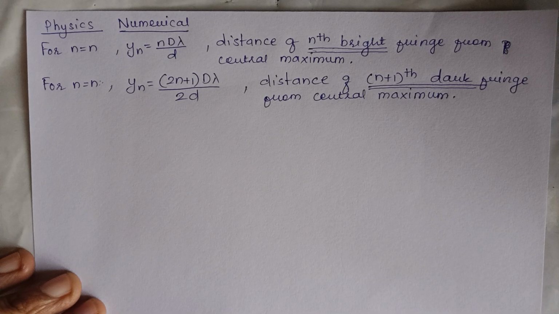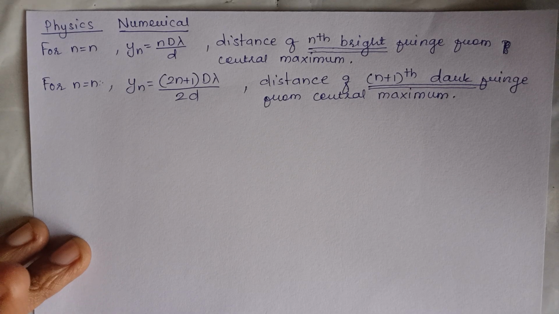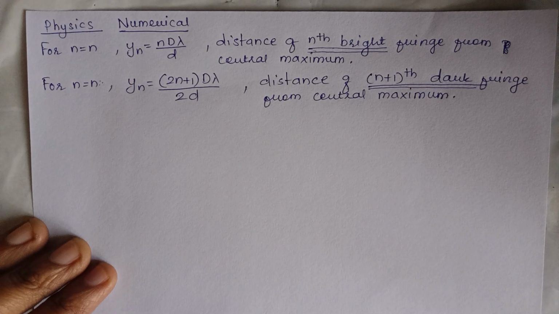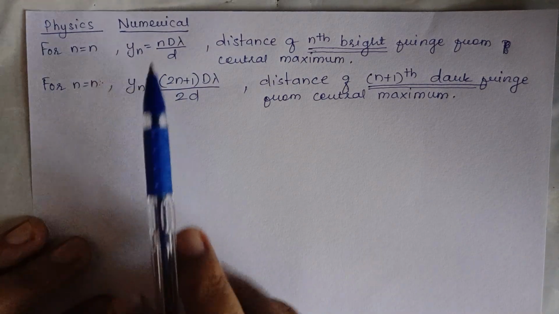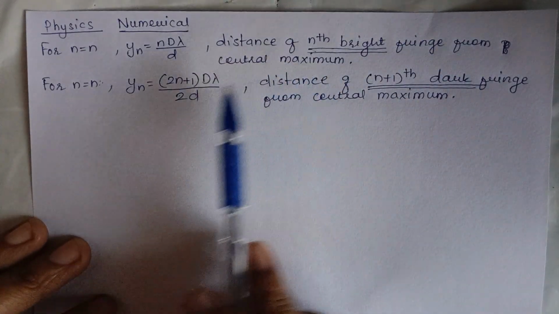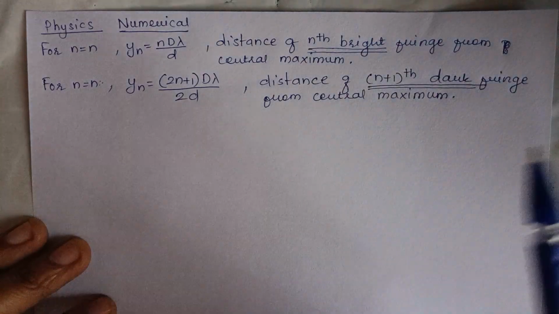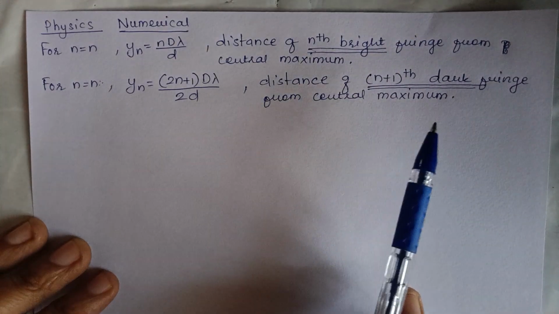Hello students. So today we'll do some numericals based on interference. That is the distance of bright fringe and the dark fringe from the central maximum. Okay. So these are the two formulas. This is for nth bright fringe from the central maximum, and this is for n plus 1th dark fringe from the central maximum. Okay.